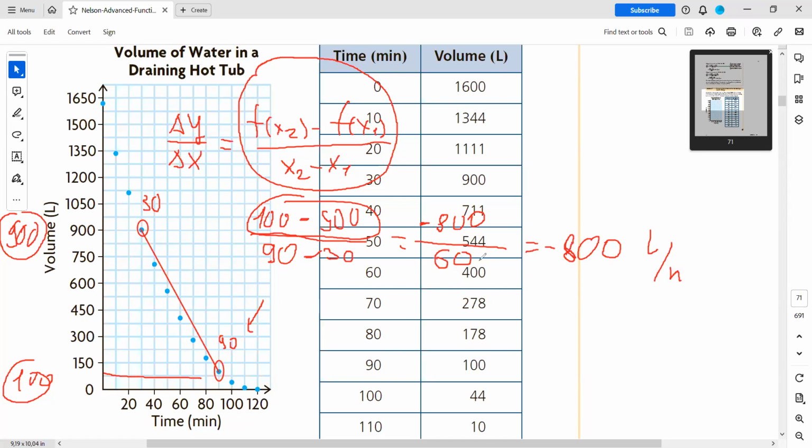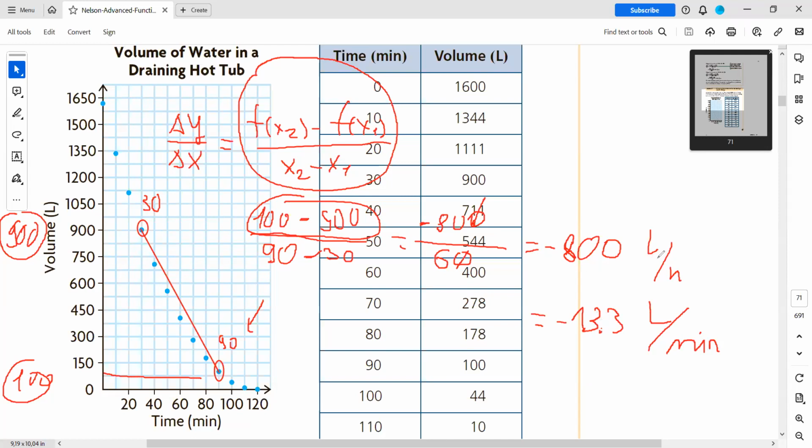Or if I want to express this quantity in minutes, it's going to be 800 divided by 60. We can cancel the 0 here. It's going to be roughly 13.3 liters per minute. Negative 13.3 liters per minute.